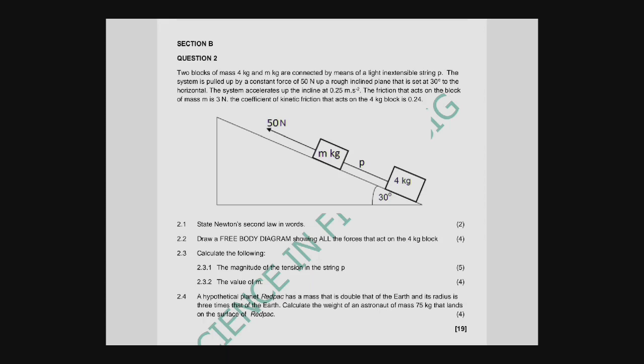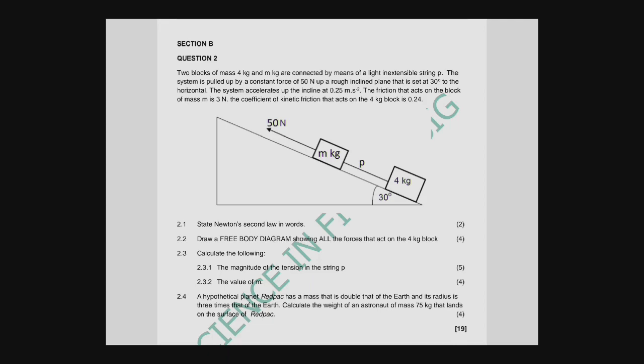Now, there's a handful of information there, guys. So part of passing physics papers is learning how to extract information. Let's read the whole set of questions, then we answer. 2.1, state Newton's second law in words. 2.2, draw a free body diagram showing all the forces that act on the 4 kg block. 2.3, calculate the following: 2.3.1, the magnitude of the tension in the string. And 2.3.2, the value of m.